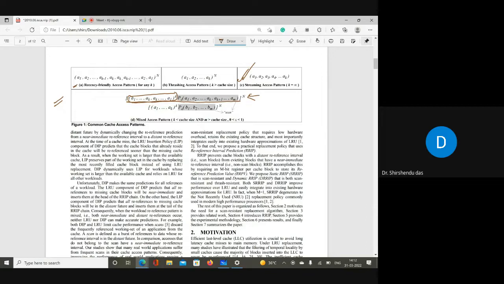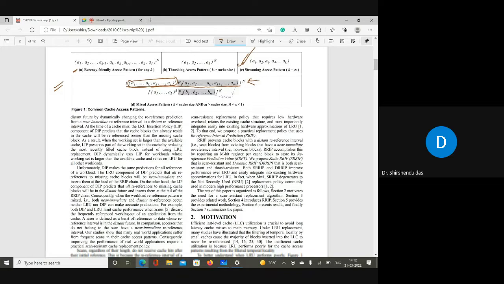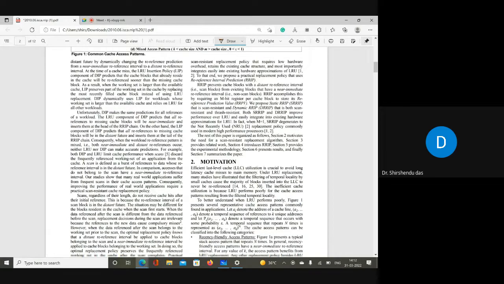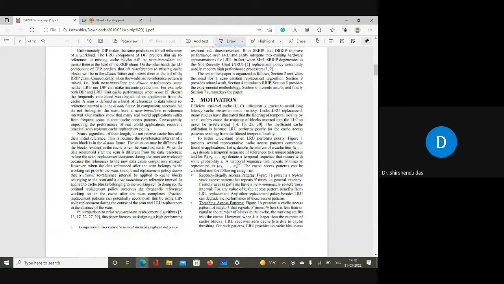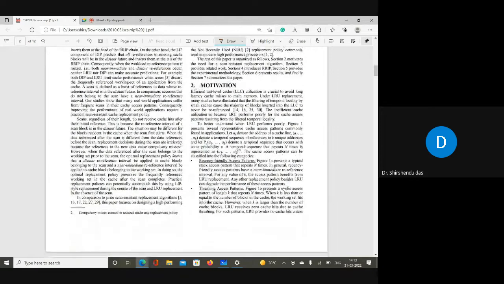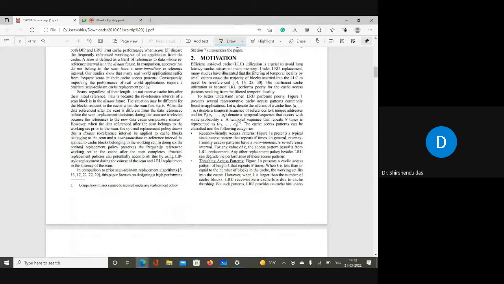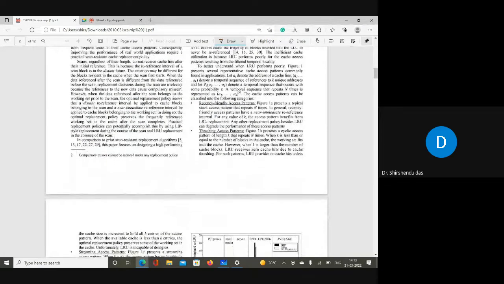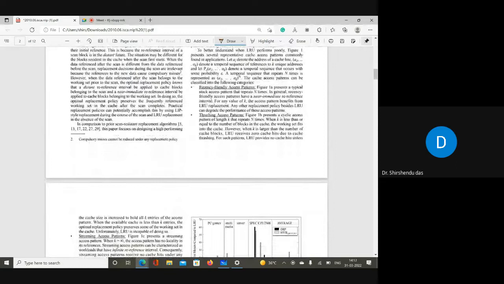So this type of application, as I said, is difficult to handle in DIP, especially when the underlying replacement policy is LRU. This type of problem will be handled in RRIP. I am not spending time on the introduction, but you should read it once. I'll advise you to read the motivation section also once, because you'll find these sections interesting, and I hope you'll understand each and every line here, because these are very easy to understand.